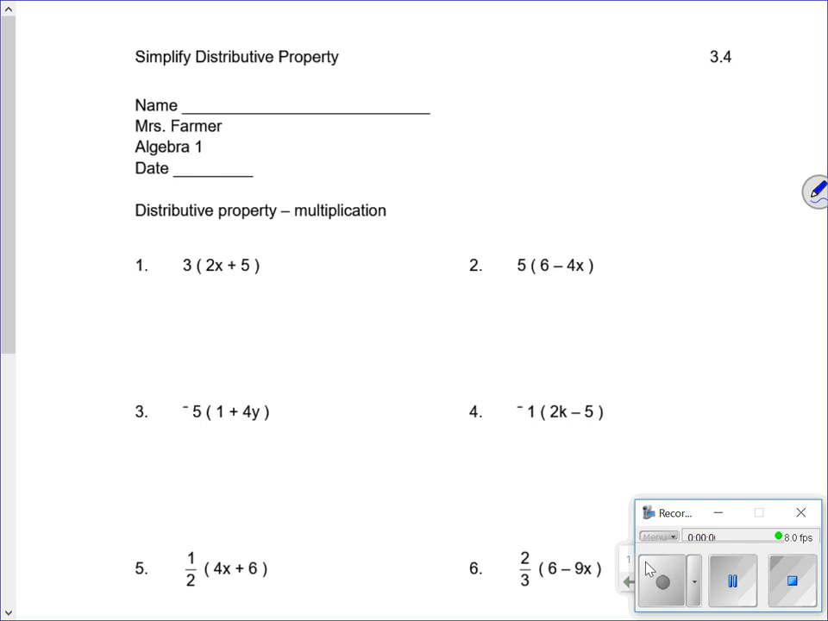All right, ladies, here are your notes for worksheet 3-4. This is the distributive property. I hope you remember this from last year, and this will be just a nice review for you before we get into some more complicated problems next week.